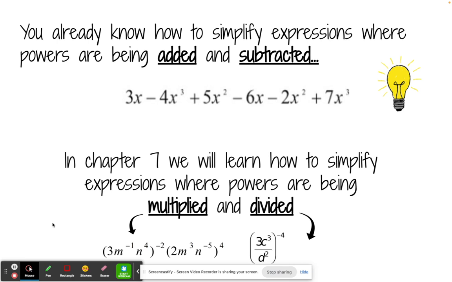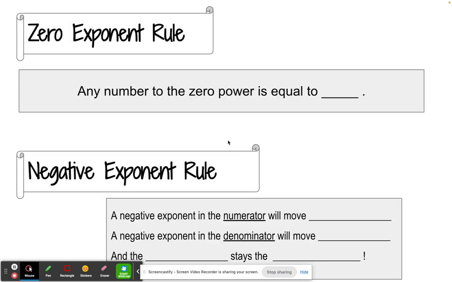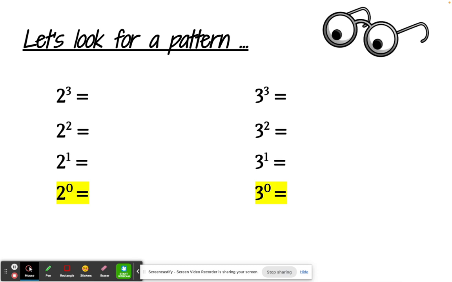Today, we're going to learn how to simplify expressions where powers are being multiplied and divided. Well, this chapter, not just today. We have two main rules we're going to learn today, the zero exponent rule and the negative exponent rule. Let's talk about the zero exponent rule first.